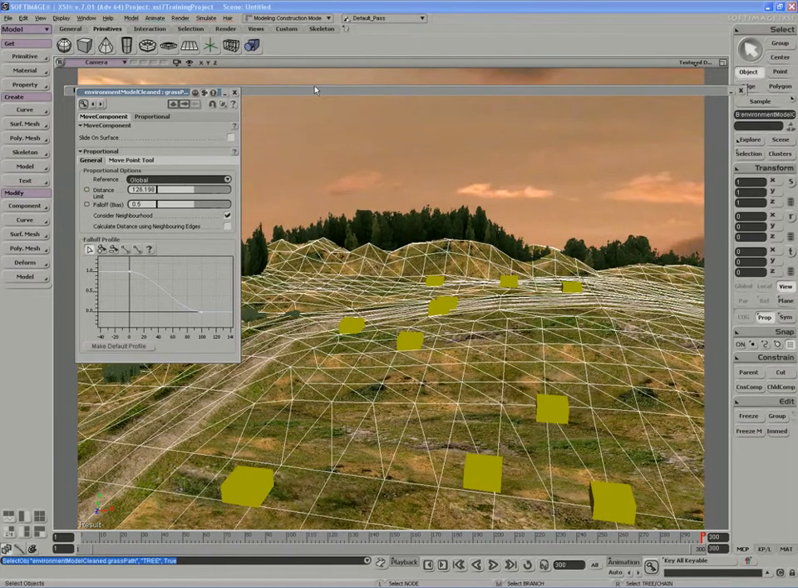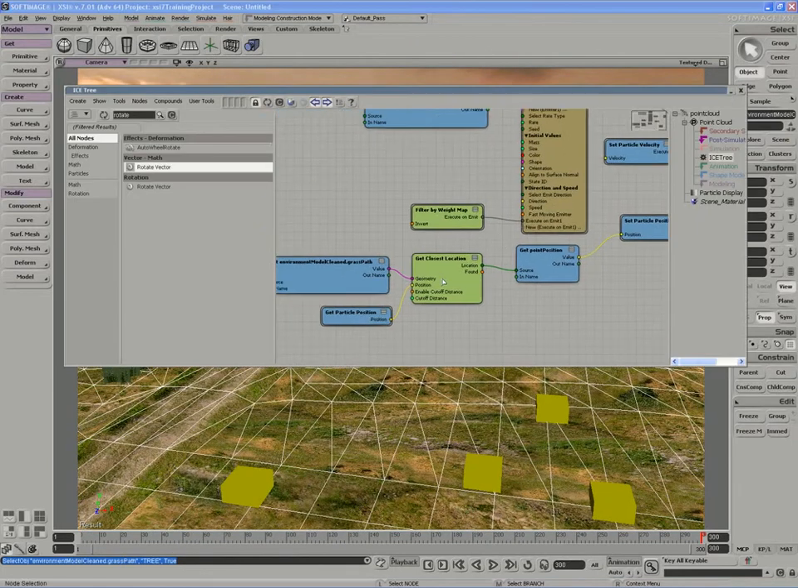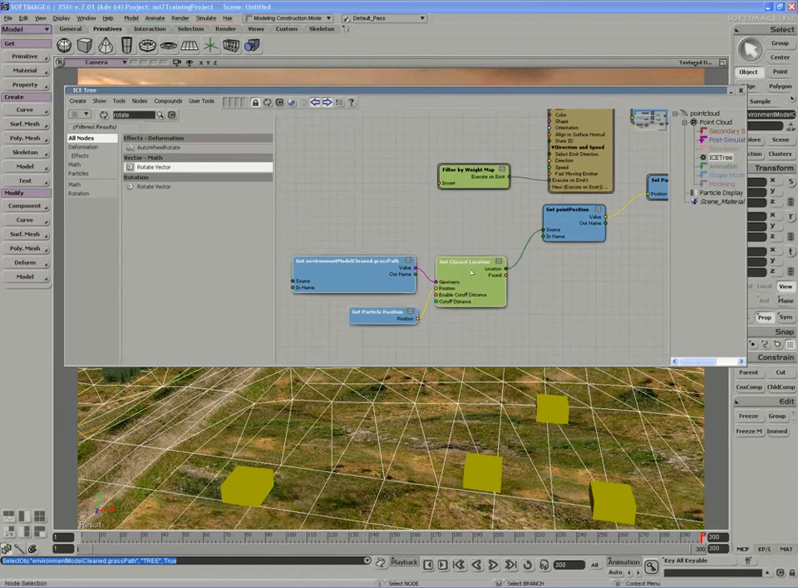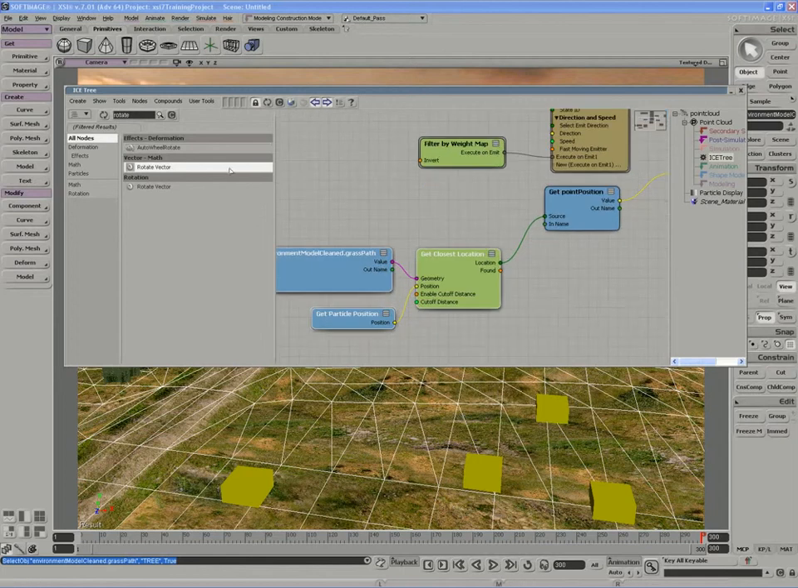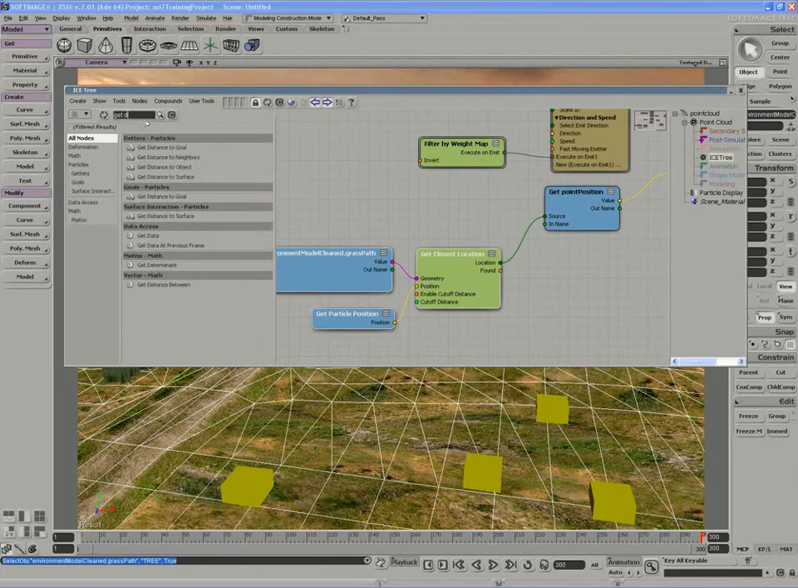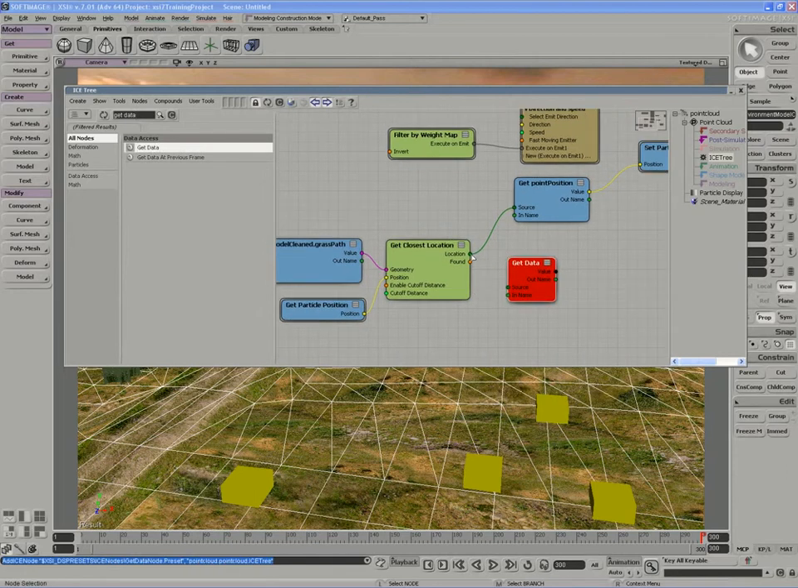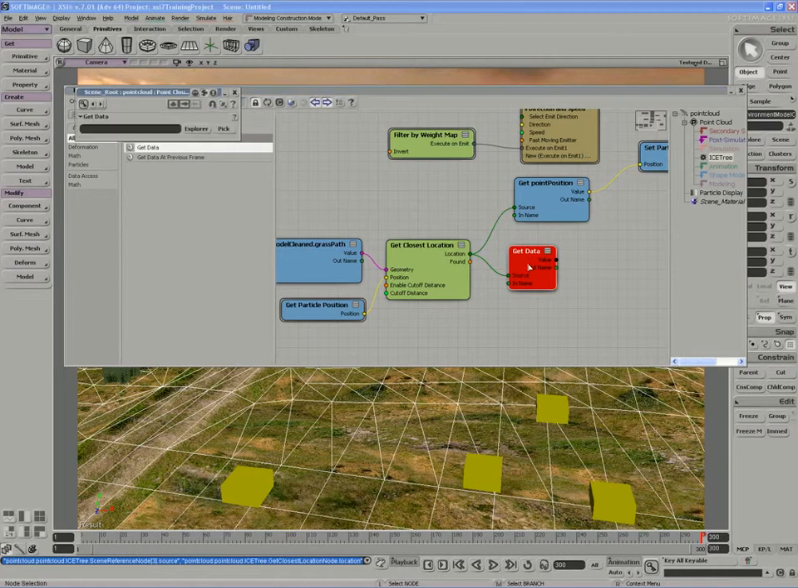So we can use the same information that we extracted from the get closest location node to get the closest location normal between our path and position. To do that, once again, I'm going to use a get data node, and at the location on my geometric grid, I'm going to get the point normal. That represents the points in my point cloud.